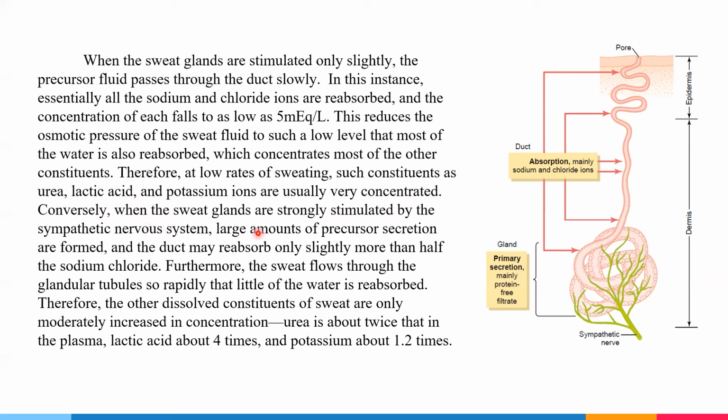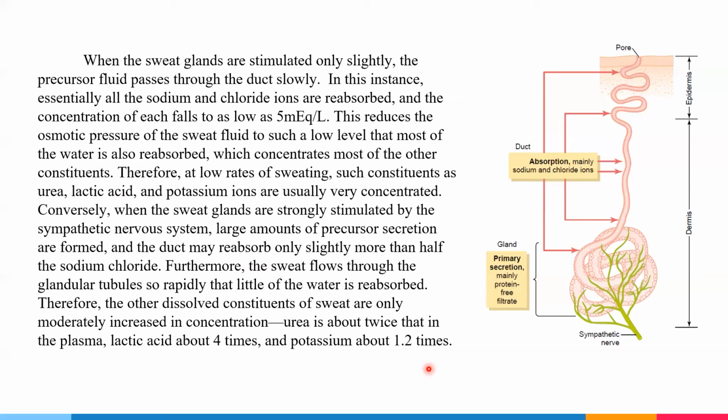Conversely, when the sweat glands are strongly stimulated by the sympathetic nervous system, large amounts of precursor secretions are formed, and the duct may reabsorb only slightly more than half the sodium chloride. Furthermore, the sweat flows through the glandular tubules so rapidly that little of the water is also reabsorbed. Thus, the other dissolved constituents of the sweat are only moderately increased in concentration. Urea is about twice the concentration as in plasma, lactic acid is 4 times, and potassium is about 1.2 times.